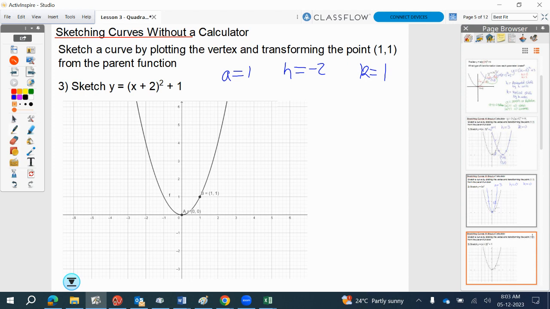Okay, what are the coordinates of the new vertex? Explain to the person next to you. So it goes to the left. It goes to the left and 1 up.